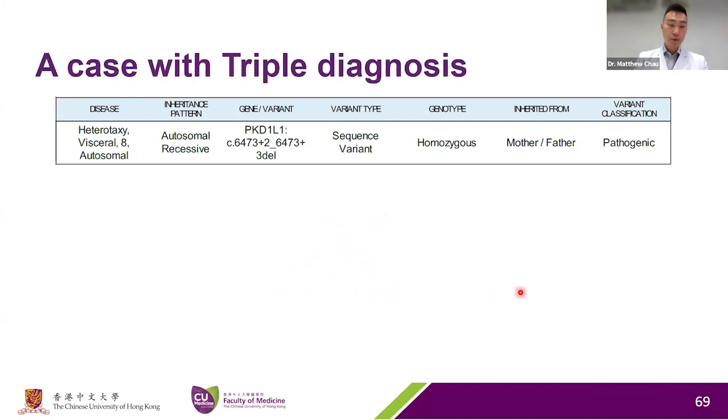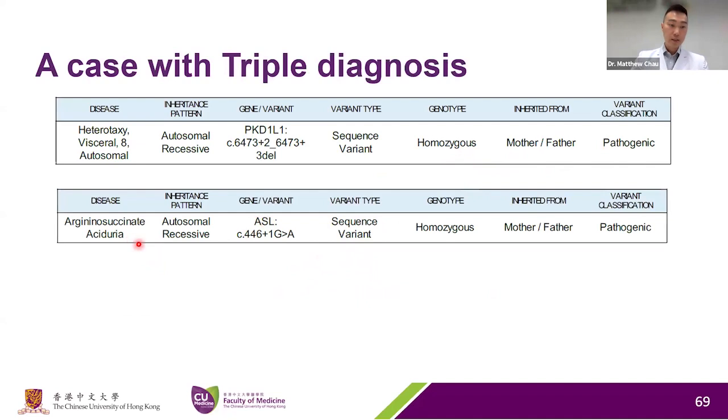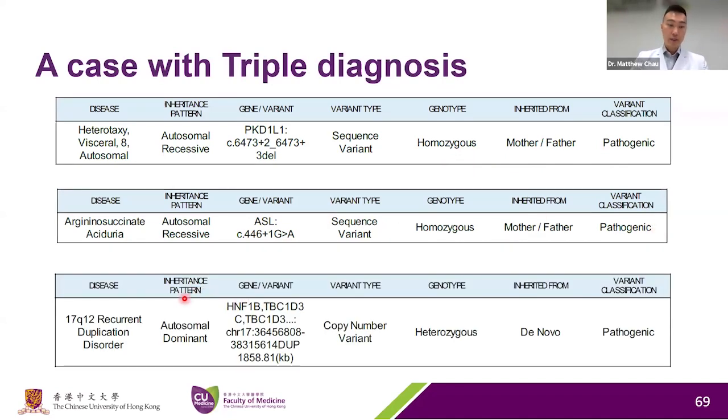So WGS revealed 3 diagnoses, the first one being a heterotaxy in the gene PKD1L1. This was a homozygous variant inherited from both the mother and the father. This was classified as pathogenic. The second is argininosuccinic aciduria, a canonical splice site variant in ASL. This was also homozygous, inherited from both the mother and the father, and this was pathogenic. And the third one is a 17q12 recurrent duplication disorder, and this was de novo, and this was also pathogenic.